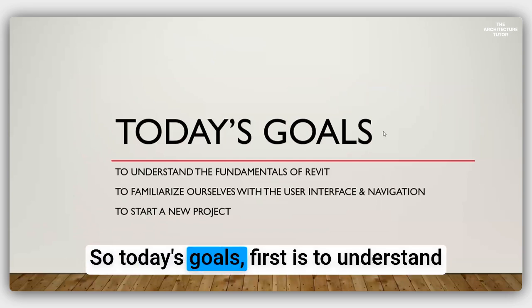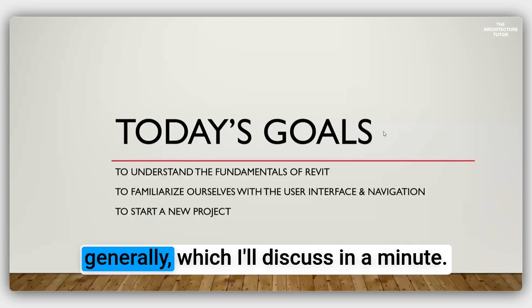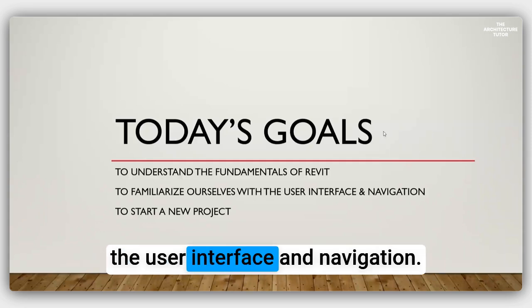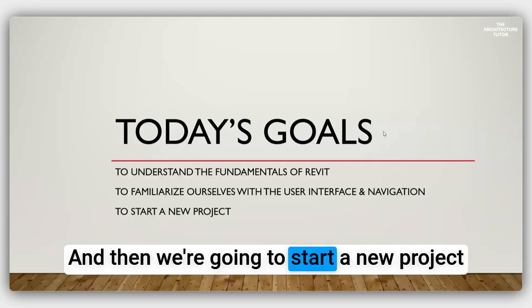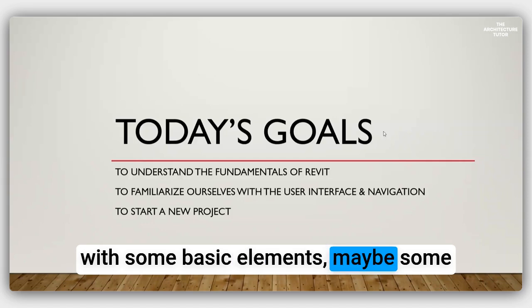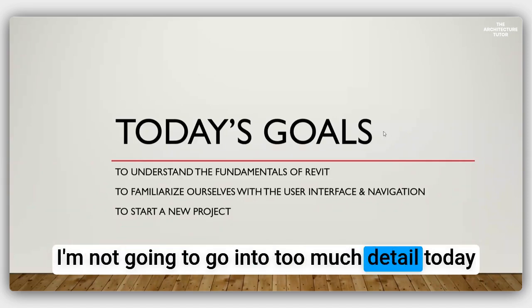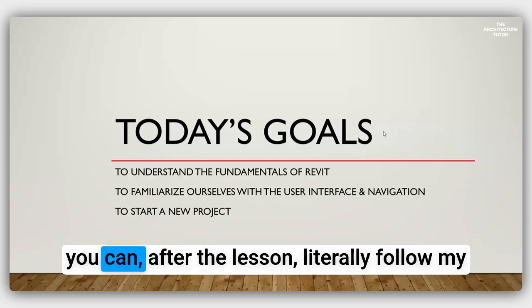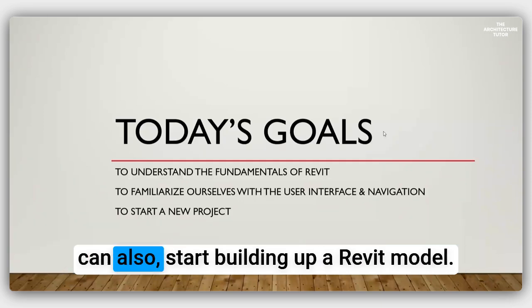So today's goals, first is to understand the fundamentals of Revit and BIM generally, which I'll discuss in a minute. Second, to familiarize ourselves with the user interface and navigation. So we're going to have a bit of a click around, and then we're going to start a new project with some basic elements, maybe some walls, a floor, roofs, and things like that. We won't go into too much detail today because that's going to be the focus of next week's lesson. But I'm going to show you, and you can, after the lesson, literally follow my clicks and see how quickly and easily you can also start building up a Revit model.